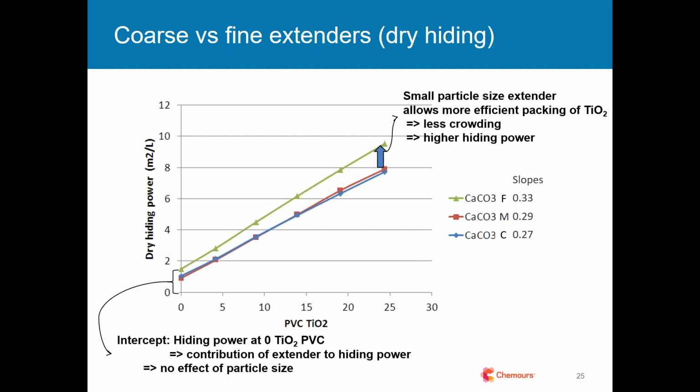If we look now in the dry stage, you see that there is not a big difference between the medium-sized and the coarse calcium carbonate, but for the fine calcium carbonate, there is an increase in hiding power. And important to see is that this increase in hiding power is larger at high TiO2 concentrations compared to the low TiO2 concentrations. Why is that? At high concentrations, we have a lot of crowding with the medium and the coarse ones, while the fine one really allows a better spacing, so less crowding, so more scattering efficiency compared to the 2 other ones. At low concentrations, the difference becomes very small.